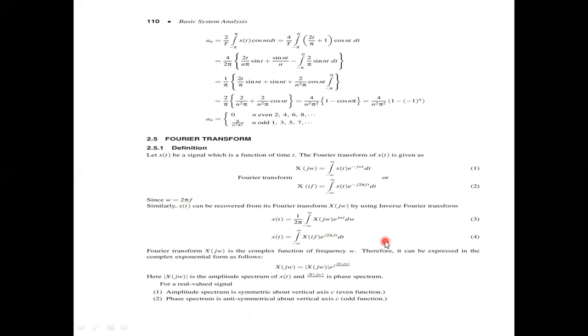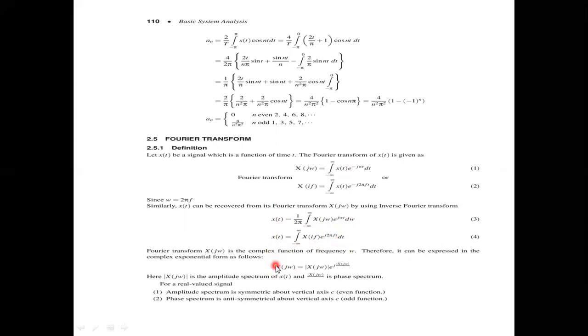Coming to the inverse Fourier transformation, similarly, x of t can be recovered from its Fourier transformation X of j omega by using the inverse Fourier transform. What is the inverse Fourier transform here? x of t is equal to 1 by 2 pi, integral from minus infinity to infinity of X of j omega e power plus j omega t d omega, with respect to omega. Or otherwise, in terms of X of f, x of t is equal to the integral from minus infinity to infinity of X of f e power j 2 pi f t df.